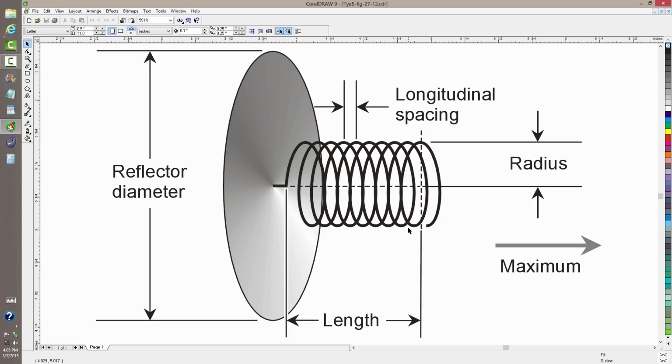Well, this particular illustration, by the way, comes from my book, Teach Yourself Electricity and Electronics, 5th edition, a link to which I will provide in the description of this video.